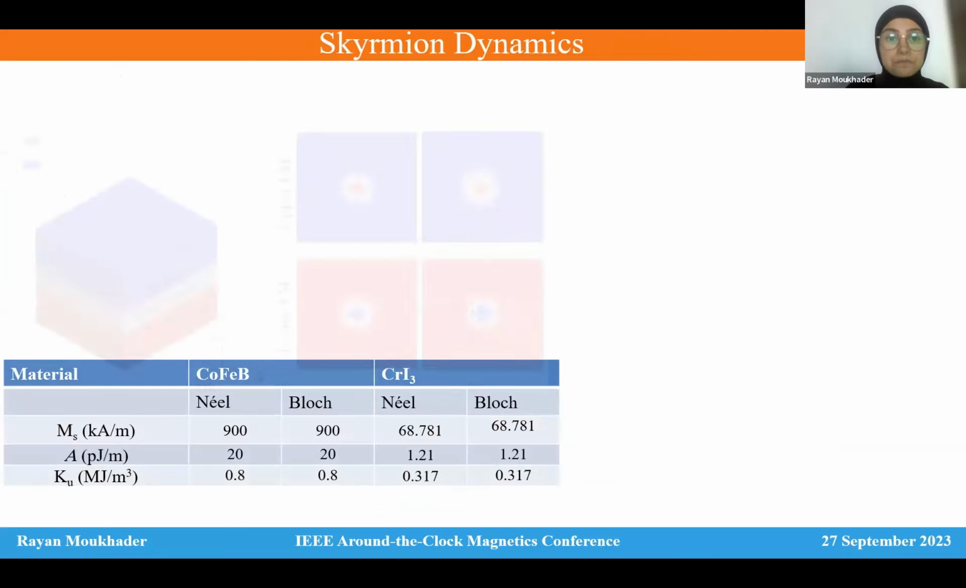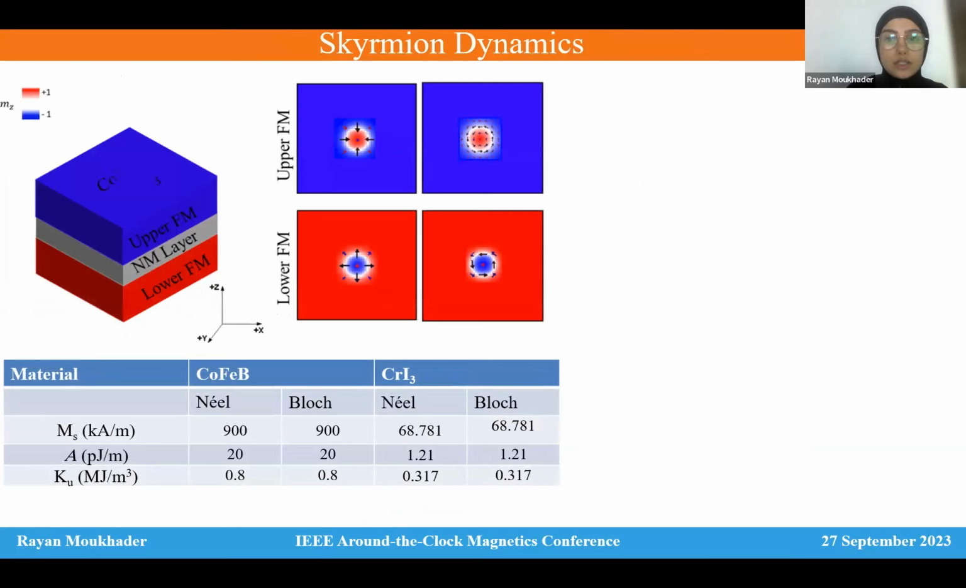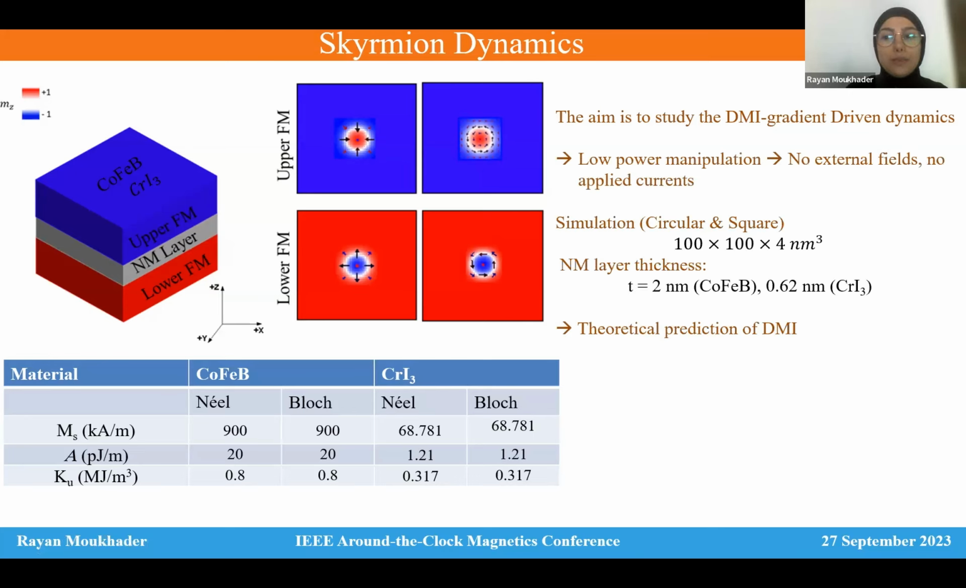Now in our simulations, we considered two ferromagnetic layers that are coupled antiferromagnetically via the RKKY interaction and separated by a non-magnetic spacer. We considered two types of materials: cobalt iron boron and chromium triiodide. And in both materials, we studied both Néel and Bloch skyrmions. The aim of the study was to get the dynamics only under the effect of the DMI gradient to end up with a low power manipulation with no external field and no applied current.